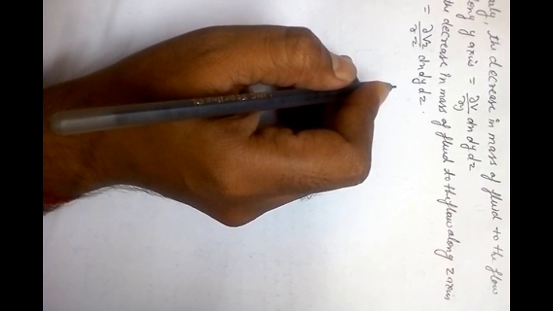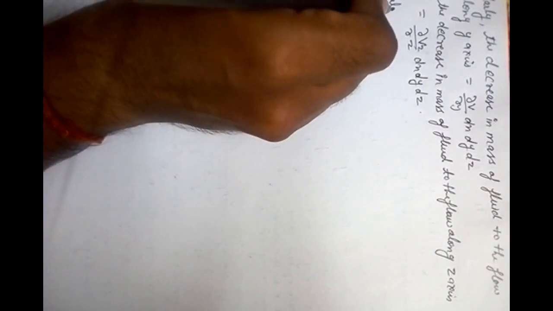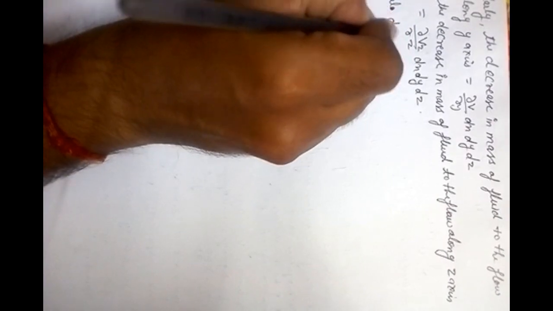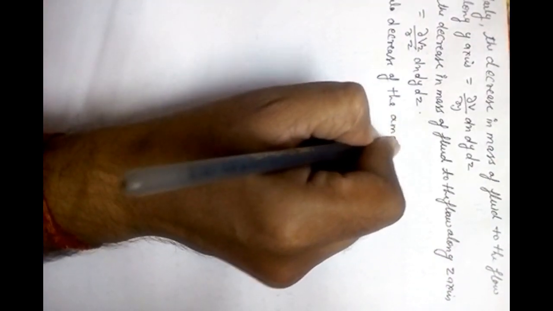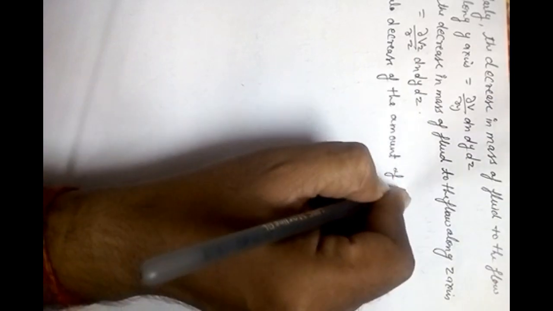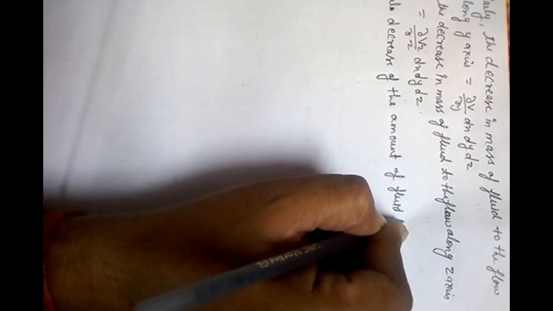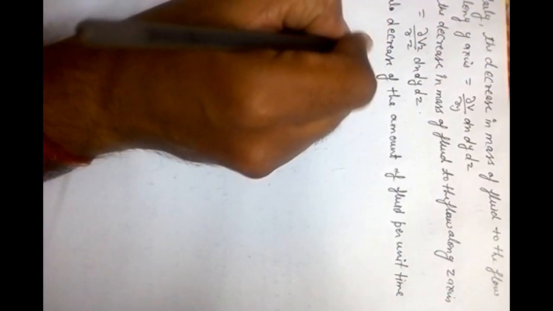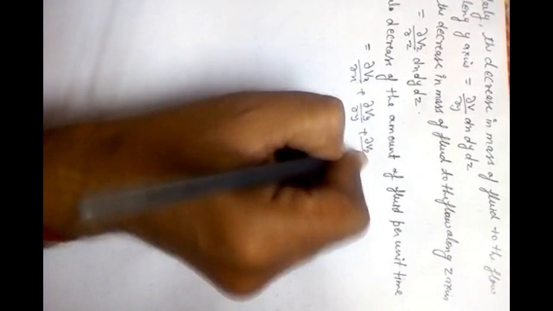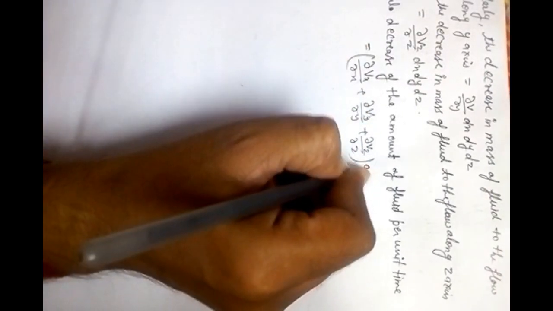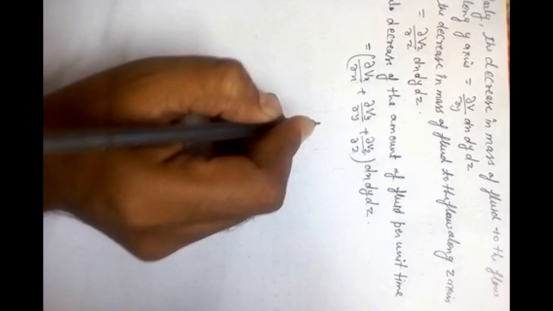Okay, so here we have total decrease of the amount of fluid per unit time, which is equal to del Vx upon del x plus del Vy upon del y plus del Vz upon del z, with dx dy dz.